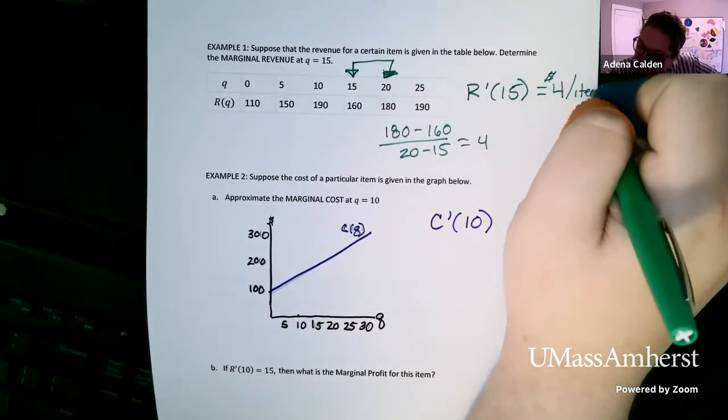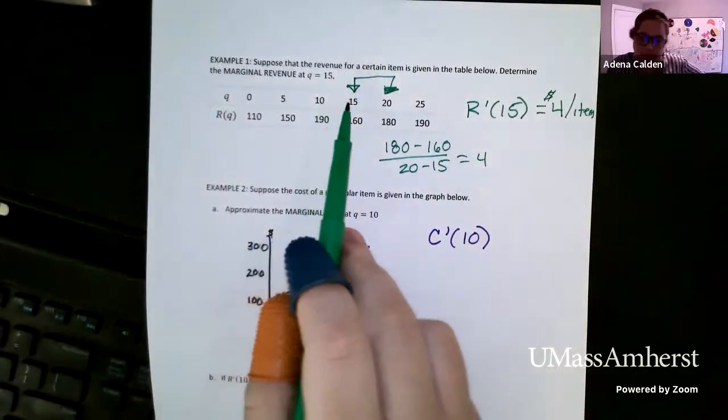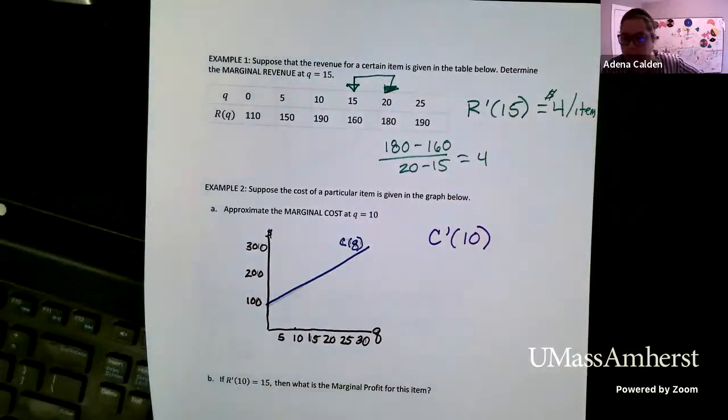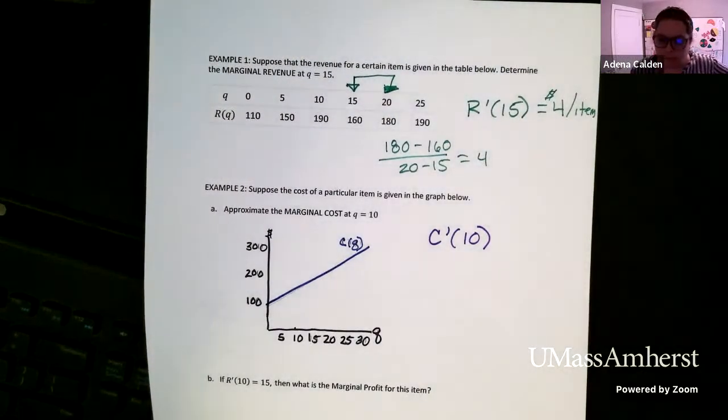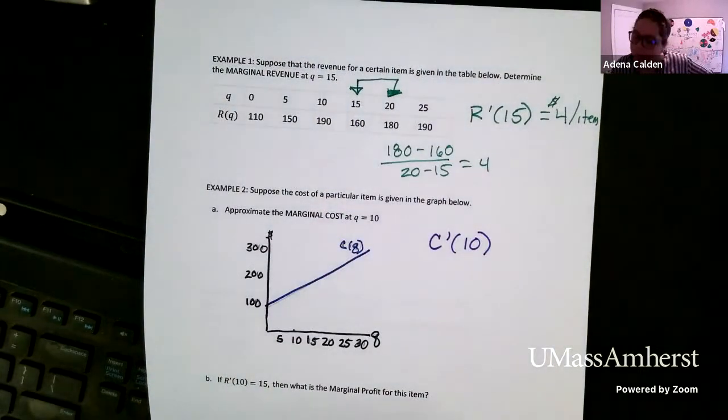And what does that mean? It means if we were selling 15 and we now sell 16, we take in an additional $4 in revenue for every additional item that we sell at this level.